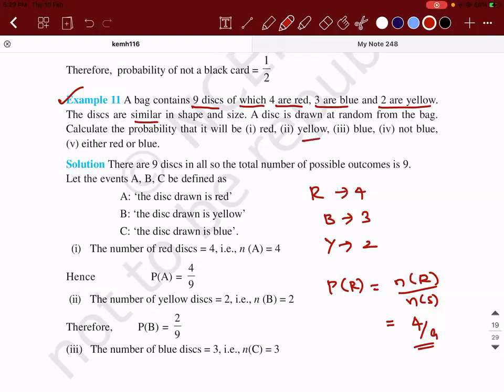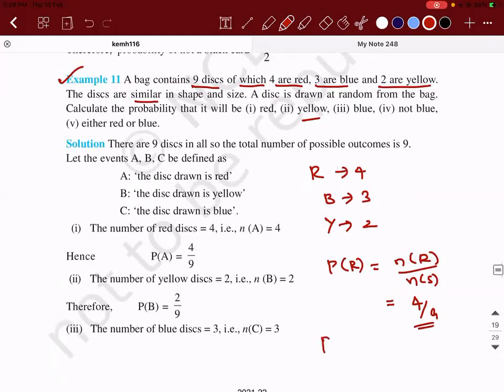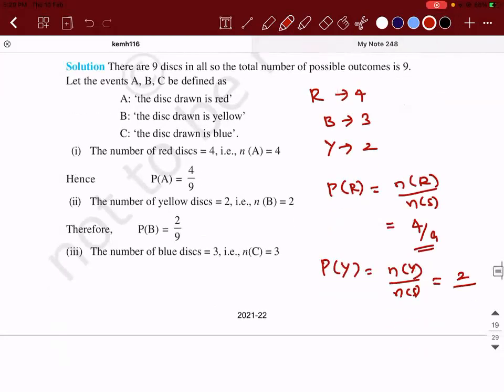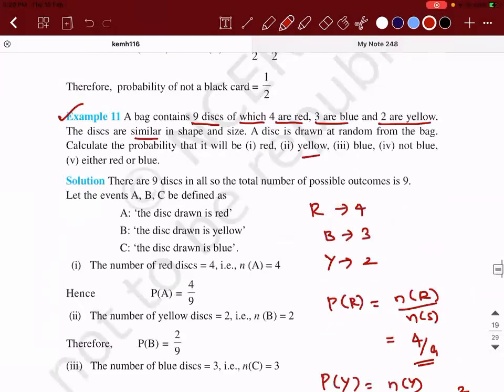Right. So for you to get a yellow, probability of yellow is equal to number of elements in yellow divided by the number of elements in sample space. So it will be 2 divided by 9. So tell me for the next one, blue? 3 by 9. 1 by 3. Not blue will be 2 by 3. 1 minus 1 by 3, which is 2 by 3.